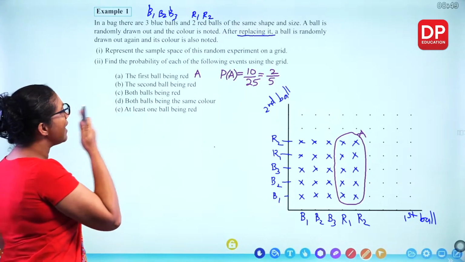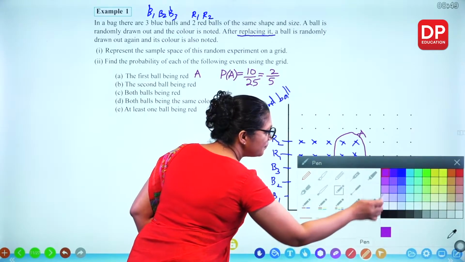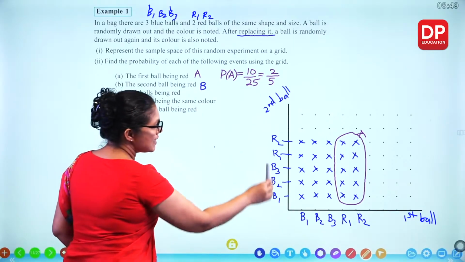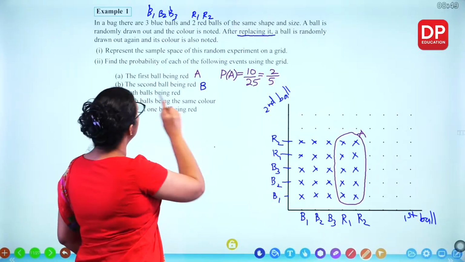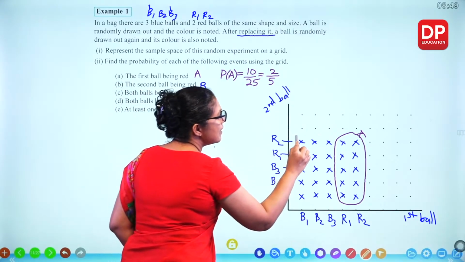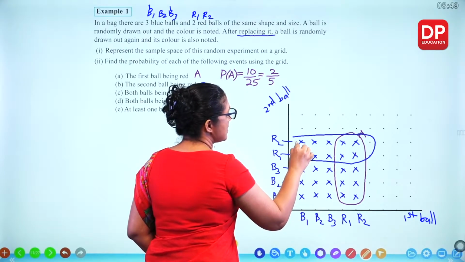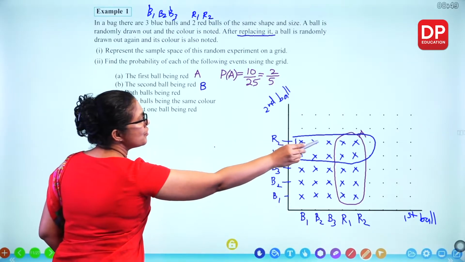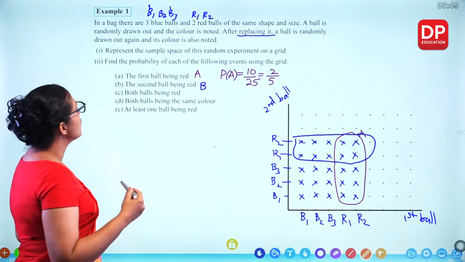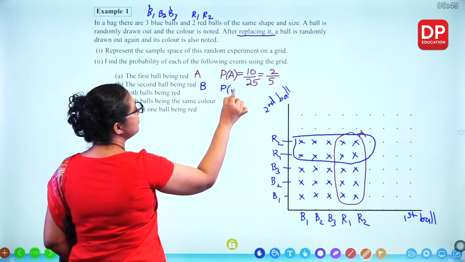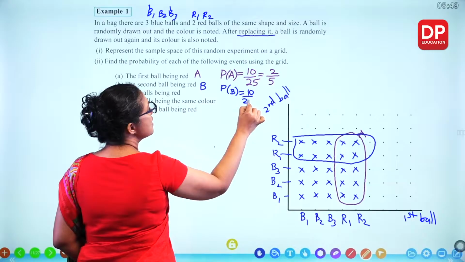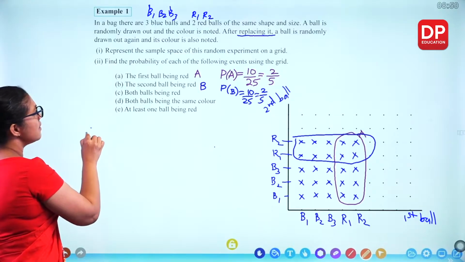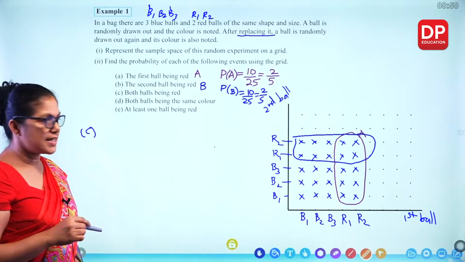Then the second ball being red. Second ball being red, I'll take this one as B. This is B. Second ball, this side, being red. Second ball being red means you are getting this set. So here, how many outcomes? 1, 2, 3, 4, 5. 5 times 2, 10. So what's the probability of getting B? Same thing. 10 out of 25. That's 2 over 5.